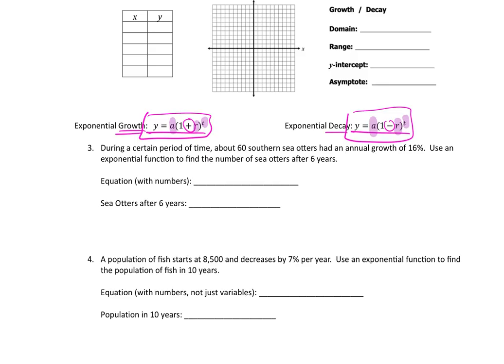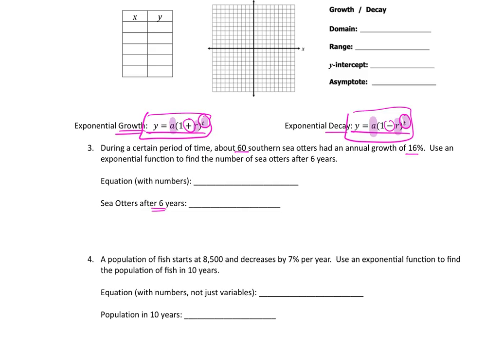So if I'm going to write this equation, it says about 60 southern sea otters had an annual growth of 16%. Use an exponential function. Now, this one is specific, right? The more generic function won't put a number here for t because we want to be able to see after how many years there is. So if you put the 6 in, fine. If you don't put the 6 in your equation, probably even better, but eventually you're going to put the 6 in.